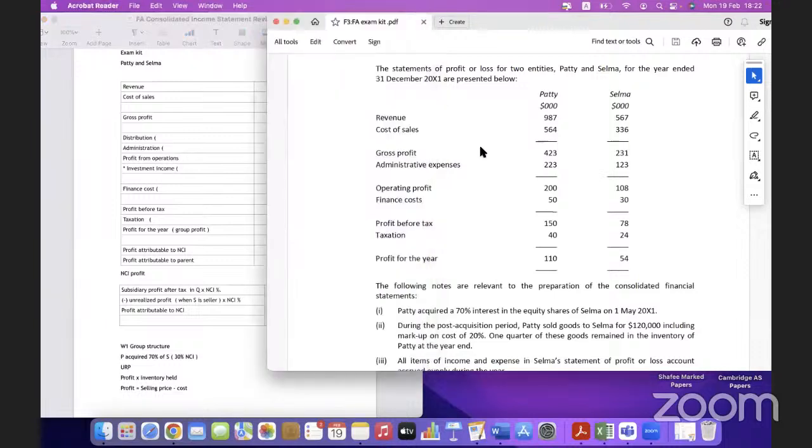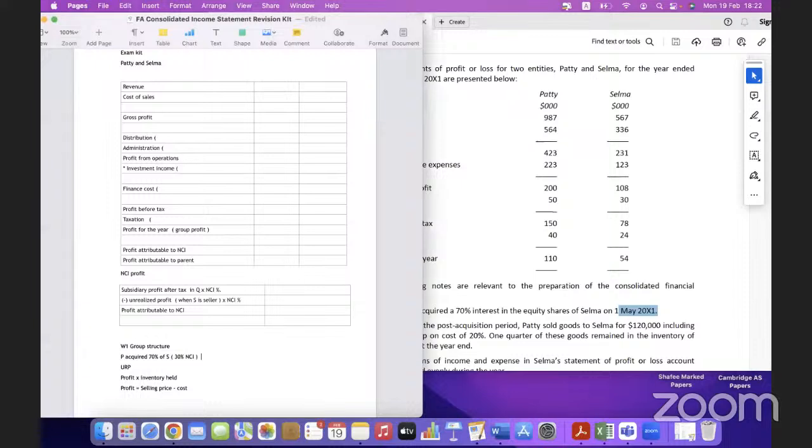Okay, now you have to be careful. Look at the date: 1st of May 2001. The question finishes on December 2001. Same year. Now, can you start counting how many months they have acquired? May, June, July, August, September, October, November, December. So we bought the company for how many months this year? 8 months. So this is an 8-month subsidiary.